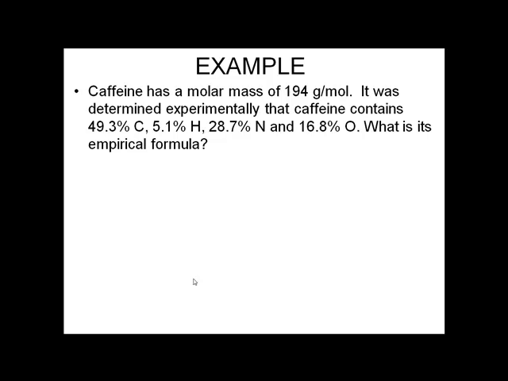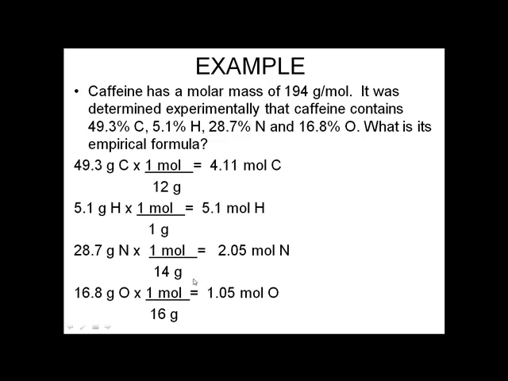All right, let's look at another example. Caffeine has a molar mass of 194 grams per mole. It was determined experimentally that caffeine contains the following. What is its empirical formula? Just like the last one where we had percentages, we just convert them to grams. Say I have 100 grams. Let's convert our grams into moles.